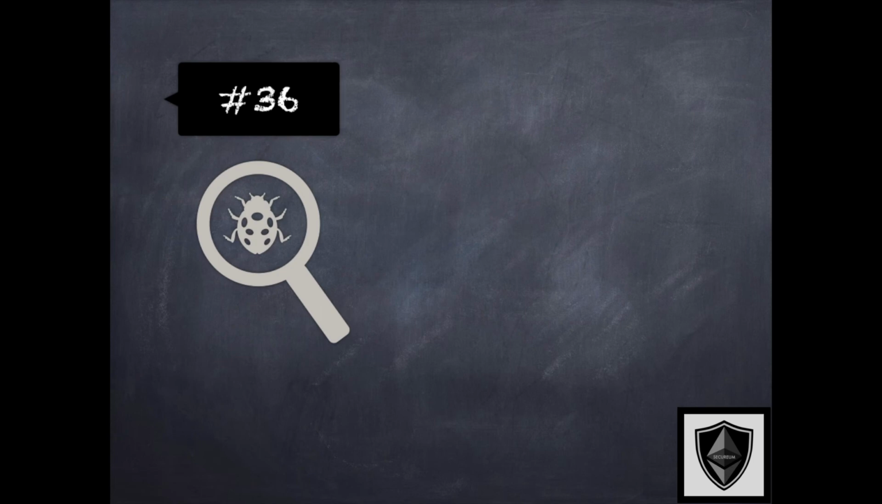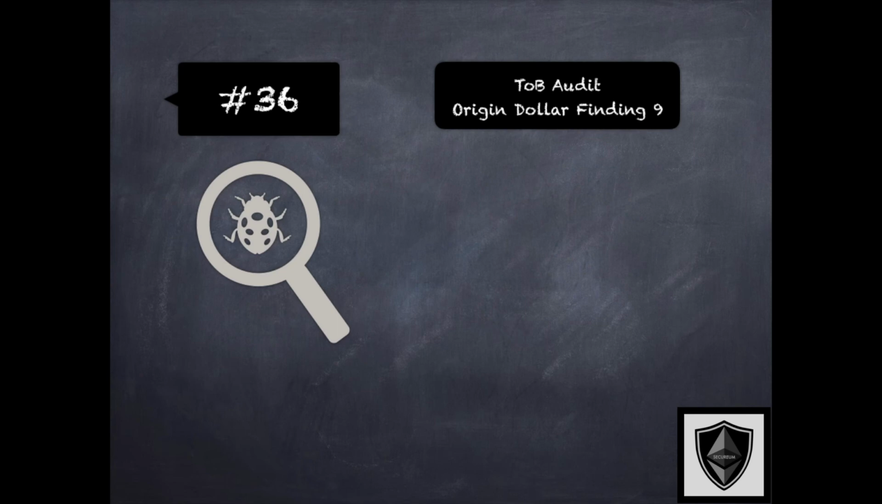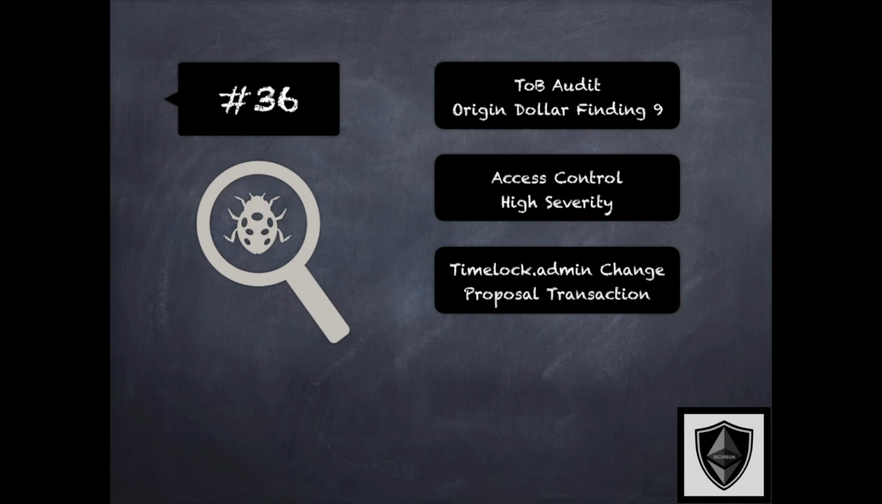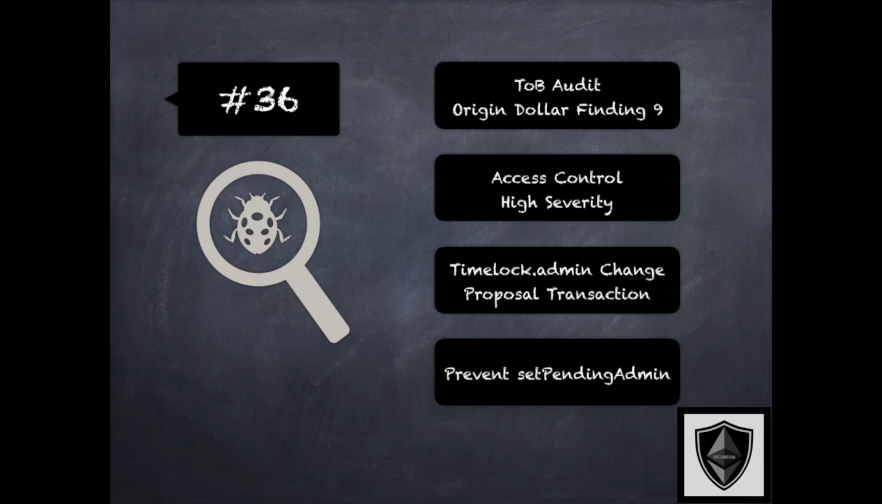Number 36 is another finding from Trail of Bits audit of the origin dollar, where it was another high severity finding related to access control. The governor contract contained special functions to let the guardian queue a transaction to change the time lock admin. However, a regular proposal was also allowed to contain a set pending admin transaction to change the time lock admin, which posed an unnecessary risk in that an attacker could create a proposal to change the time lock admin itself. The recommendation was to add a check that prevented set pending admin to be included in a regular proposal.